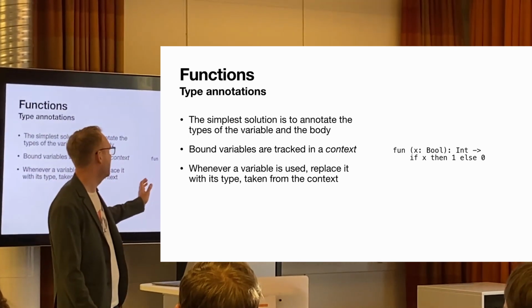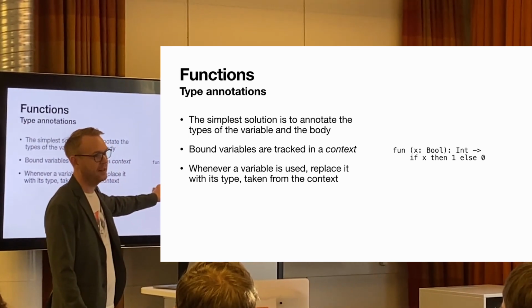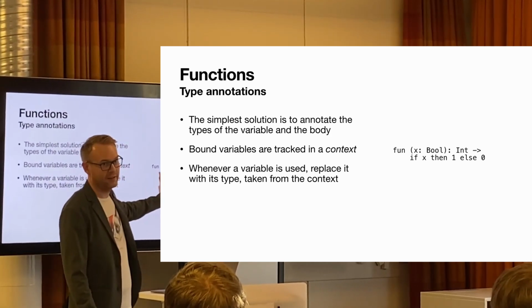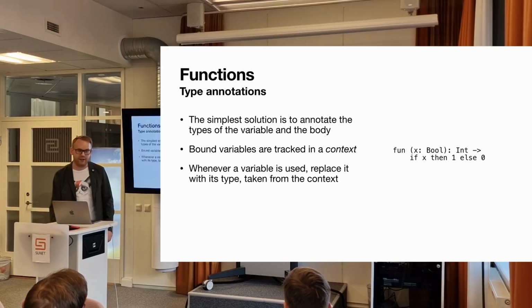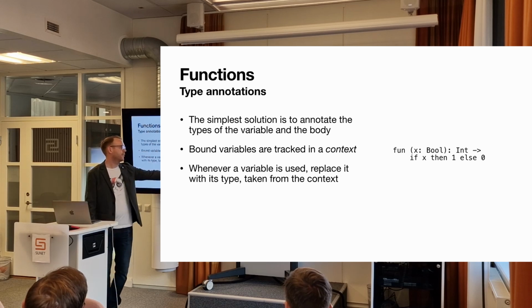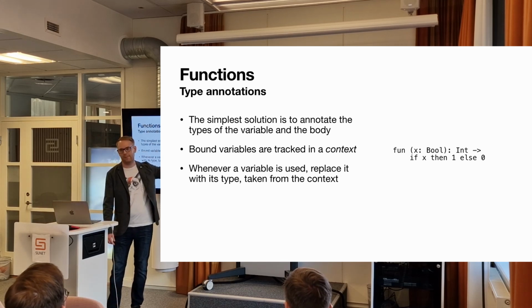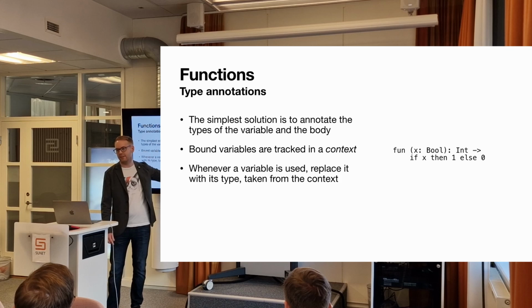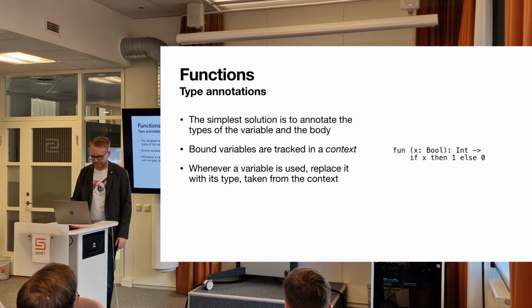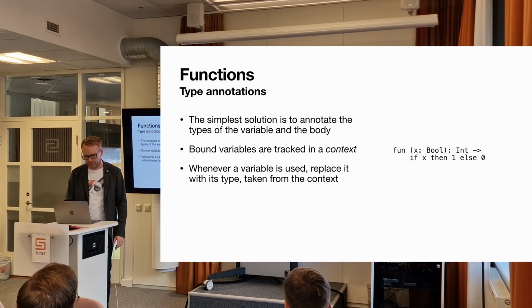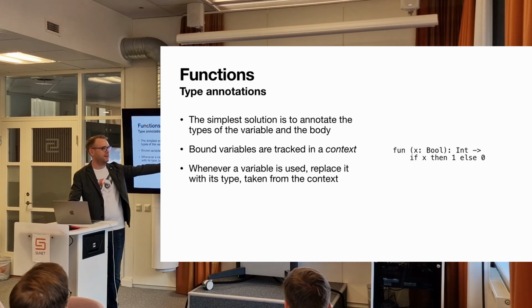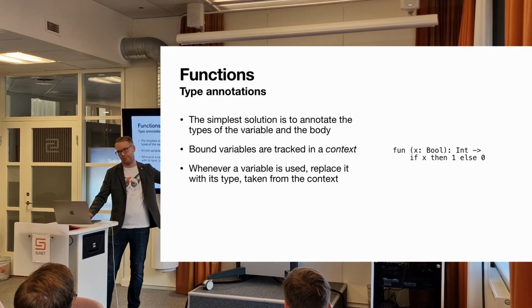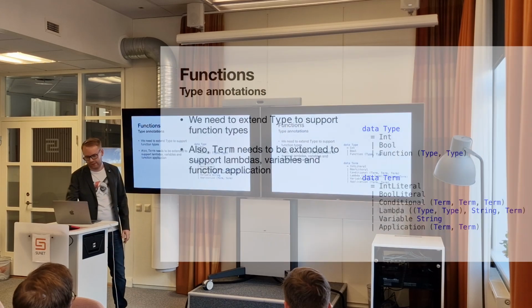Because basically what happens when you have a function type is that the argument and its type get added to a context, which says that from now on, whenever you see X being mentioned, X has this specific type. So bool in this example. And we also define the output type of the function.